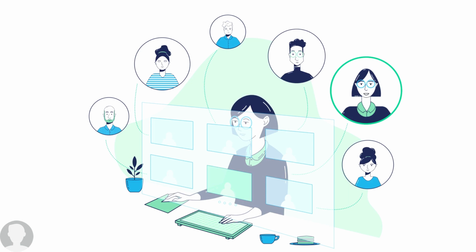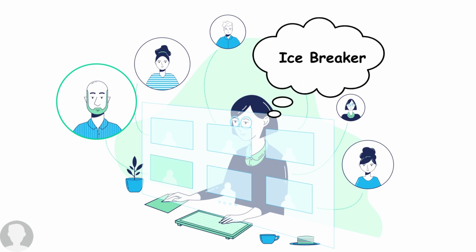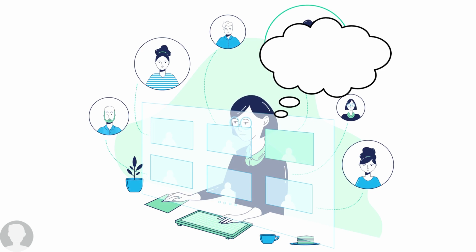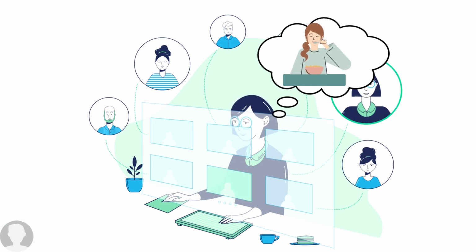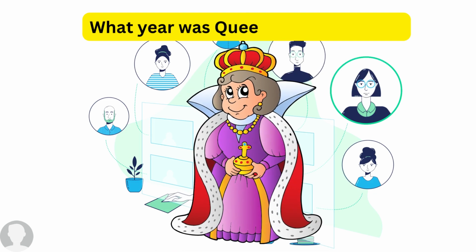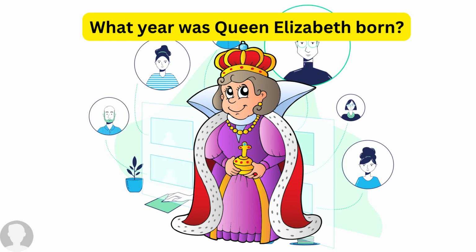And then the next thing you do is start with an icebreaker. There are so many icebreakers online that you could choose from. You could start with something as simple as, what did you have for breakfast? And you go around the room, or you say something like, what year was Queen Elizabeth born? Just to have the team talking and being in good spirits.